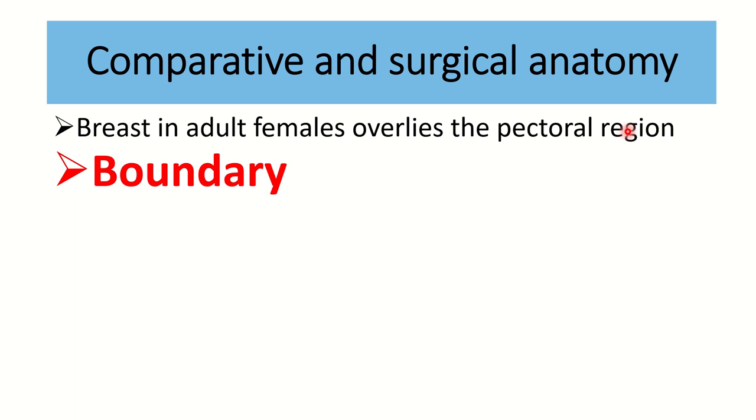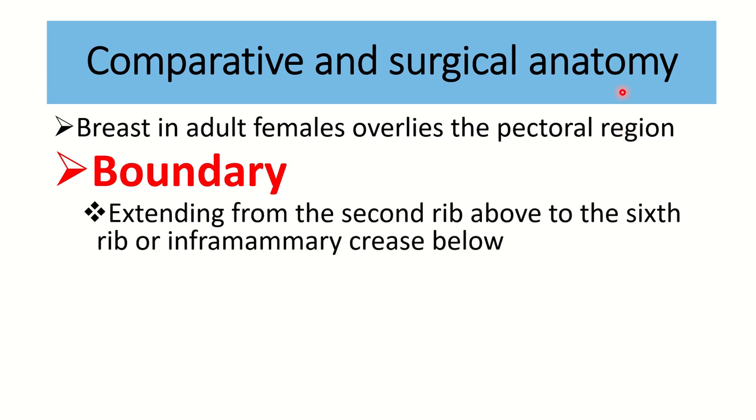So first of all, the boundary of the female breast. It extends from the second rib above to the sixth rib below, or the inframammary crease. This point is extremely important: the breast extends above from the second rib and extends below up to the sixth rib. From the second rib to the sixth rib, and at the sixth rib level the inframammary crease is present. So the boundary: the upper part is the second rib and the lower part is the sixth rib.